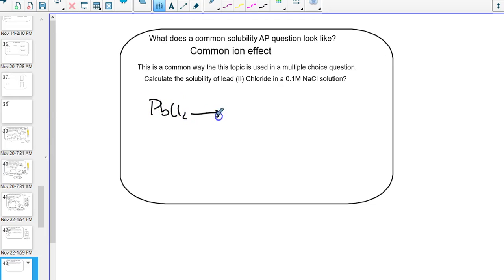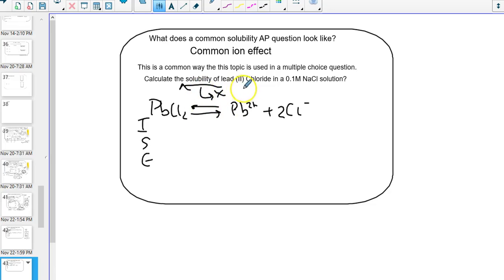PbCl2 comes from Pb2+ and Cl minus, and there's going to be 2 of them here. Alright, initial stoichiometric ratio. It asks how much, what's my molar solubility. Calculate the solubility, they call it molar solubility probably, which really means we want X.